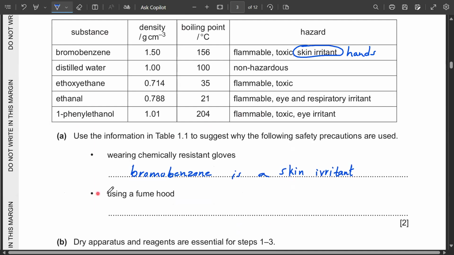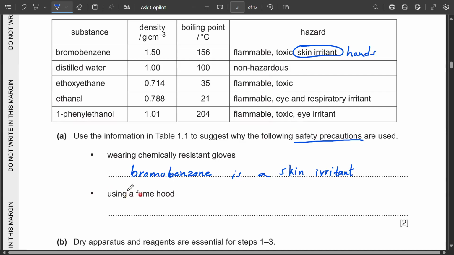Then second point, using a fume hood. We are looking at the safety precautions and do remember that such types of questions come frequently. We have to understand the reason for using the safety precautions, and the hazards caused by the chemicals. They may ask you one thing and give you the explanation for that, or they will ask you for the explanation of a different purpose. So we already have the hazard, we just need to link that hazard with a purpose. Using a fume hood.